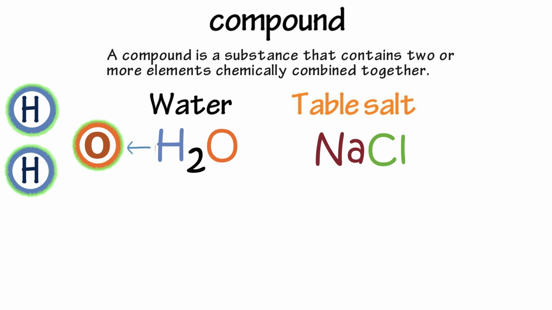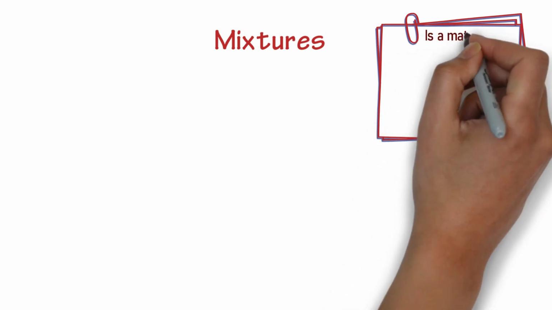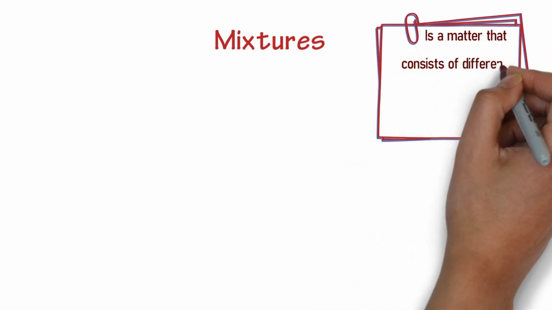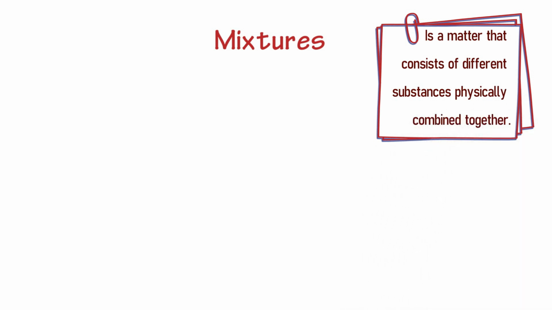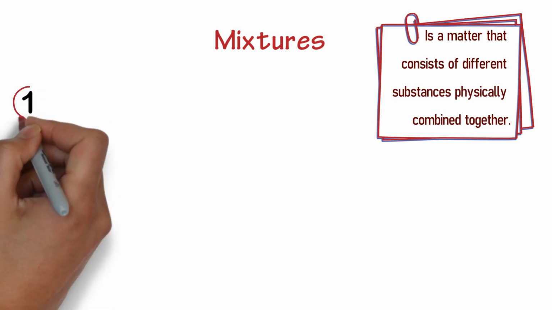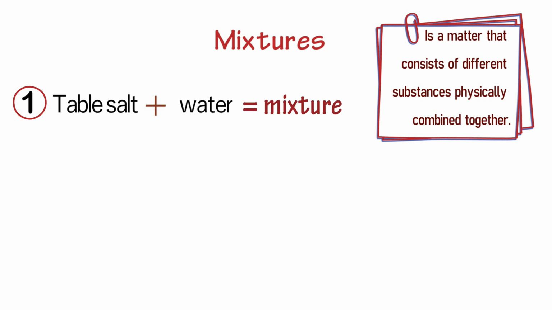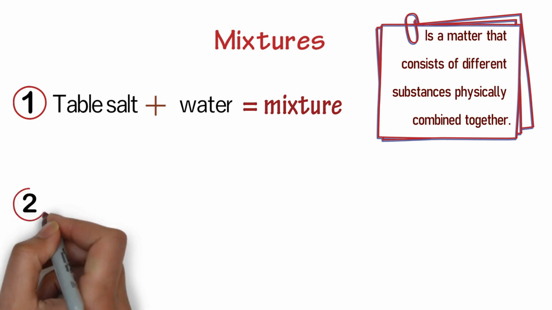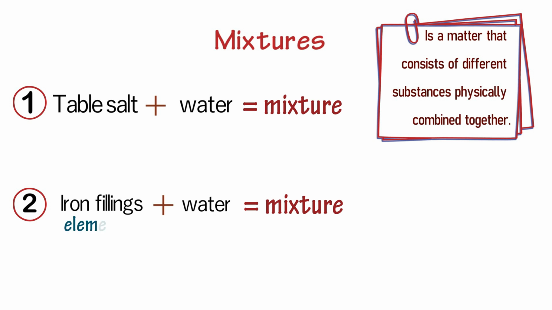Now you've gotten an overview of substances. What about mixtures? A mixture is a matter that consists of different substances physically combined together. These substances could be elements, compounds, or both. Our first example of a mixture is table salt and water. Table salt is a compound and water is also a compound. Another example is iron filings and water. Iron is an element and water is a compound.